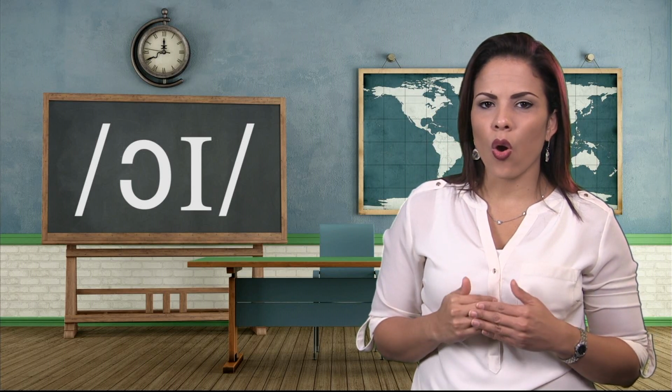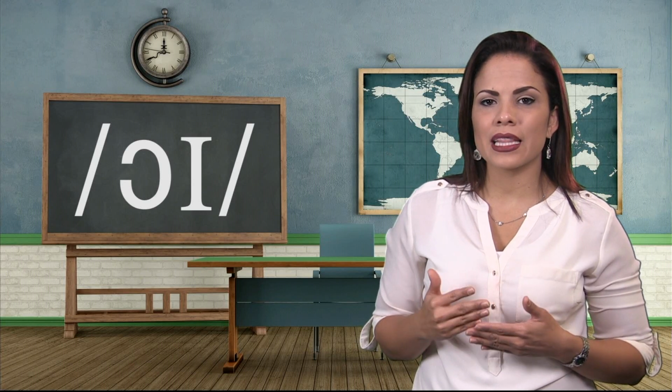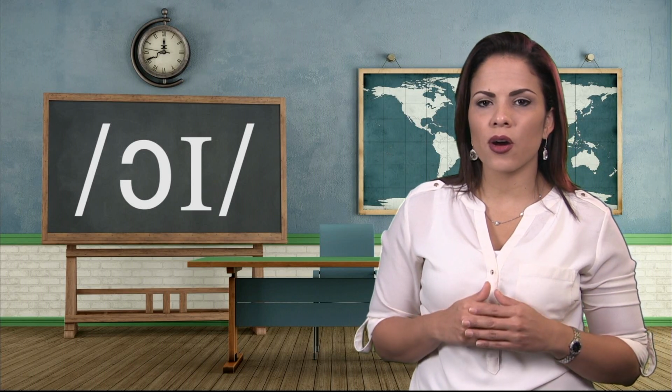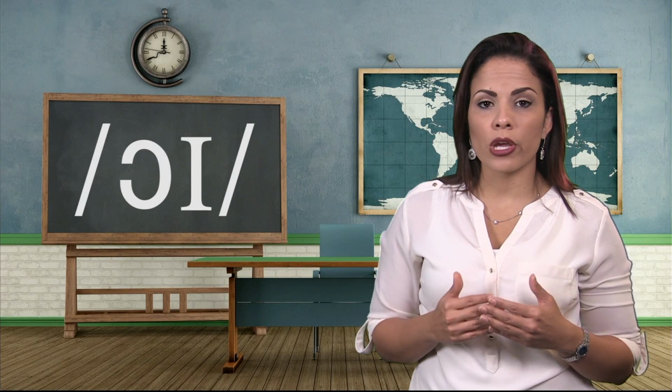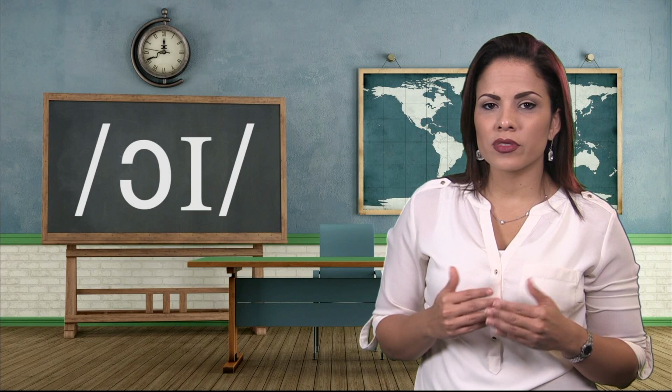Let's try it. Oi. Oi can occur at the beginning, the middle, and the end of words. Some keywords to help you remember oi are toy, exploit, join, boil, and coy.